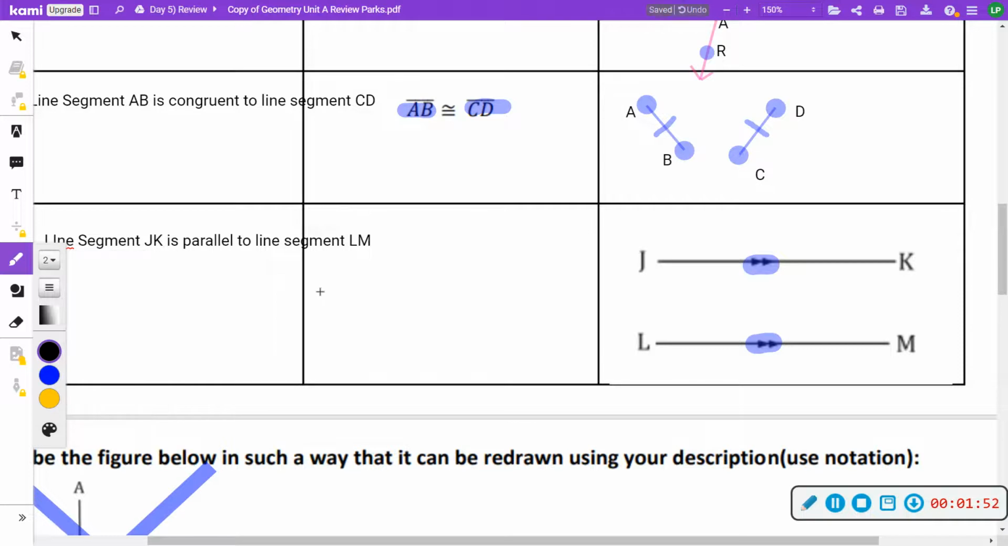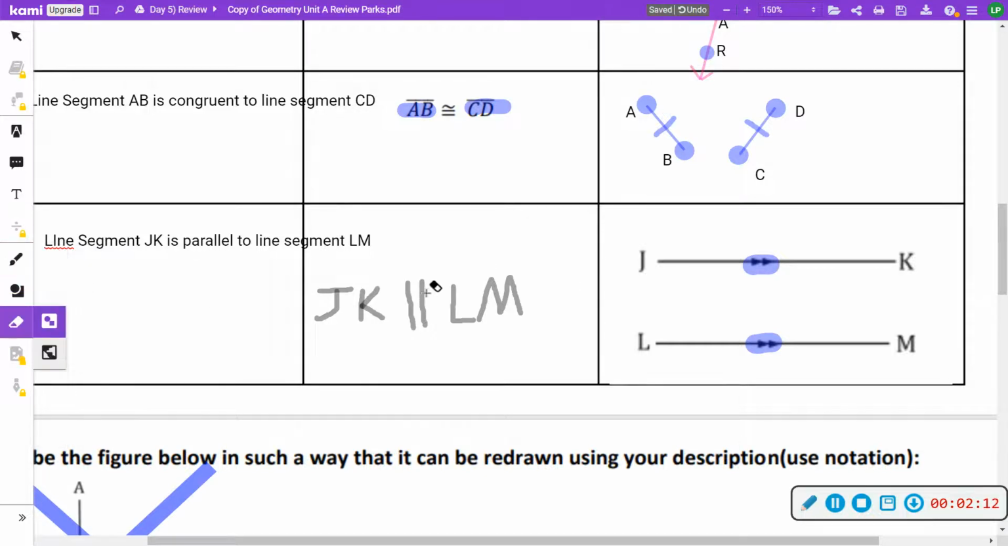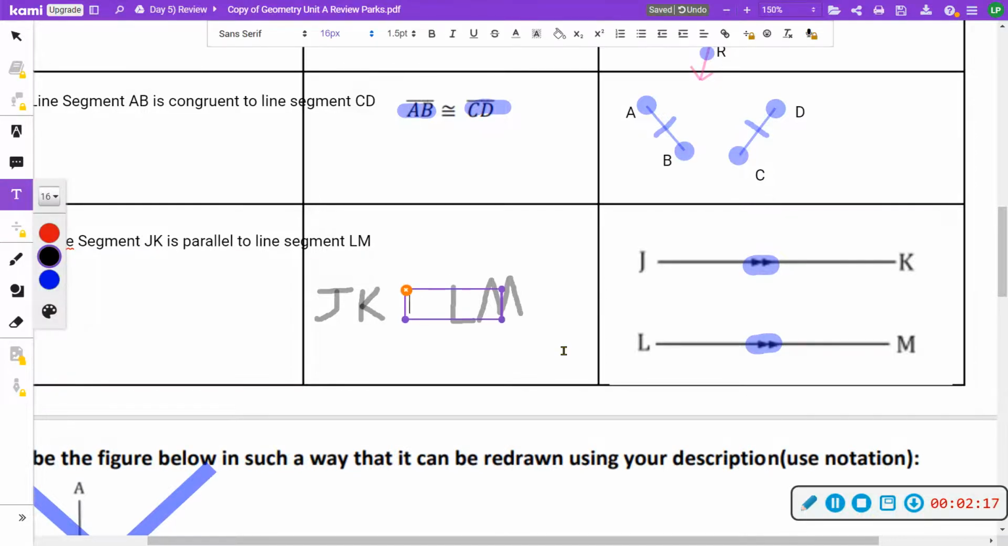I would say J, K, and LM. And then to show that they're parallel, if you use this symbol straight up and down, and it might actually look nicer if I use the text box. And it's the one that looks like this. So that means parallel. So that's what I would call parallel.